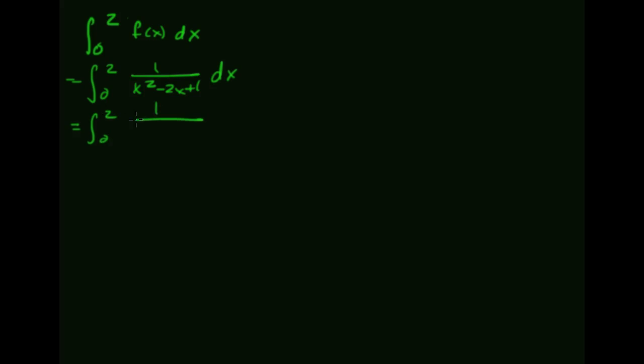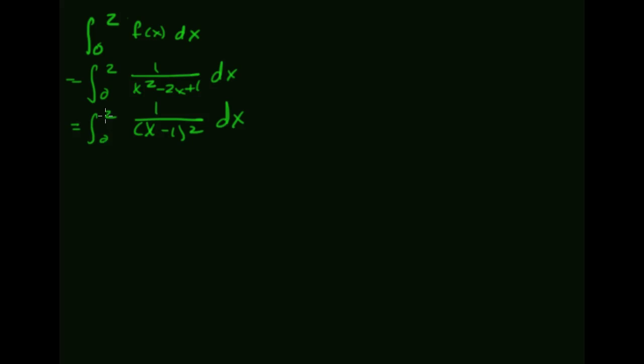Okay, so let's look at part C of this problem. We have the integral from 0 to 2 of f of x dx, which is the integral from 0 to 2. And now we're going to substitute 1 for k here, so that's going to give me 1 over x squared minus 2x plus 1 dx. We call it a binomial square. So this is actually going to be 1 over (x minus 1) squared dx.